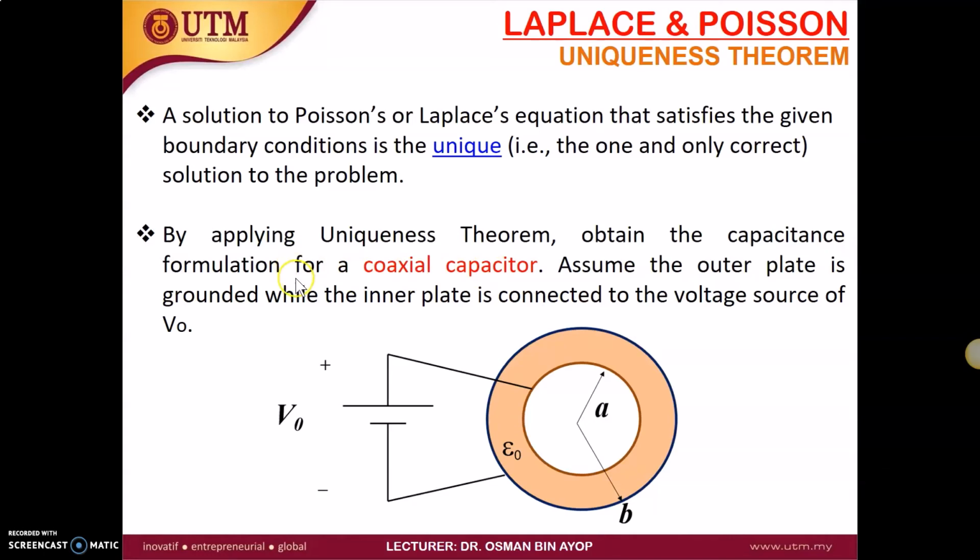we obtain the capacitance formulation for a coaxial cable or coaxial capacitor. Assume the outer plate is grounded while the inner plate is connected to the voltage source of V0. So let's say we have a long coaxial capacitor, right? This is not spherical, this is a coaxial capacitor. So we connect V0 to the inner surface. When r equals a, we connect to V0. And when r equals b, we connect to ground. Between a and b is a dielectric where rho V is not given, so we can assume it is 0. When rho V is 0, we can use the Laplace equation.